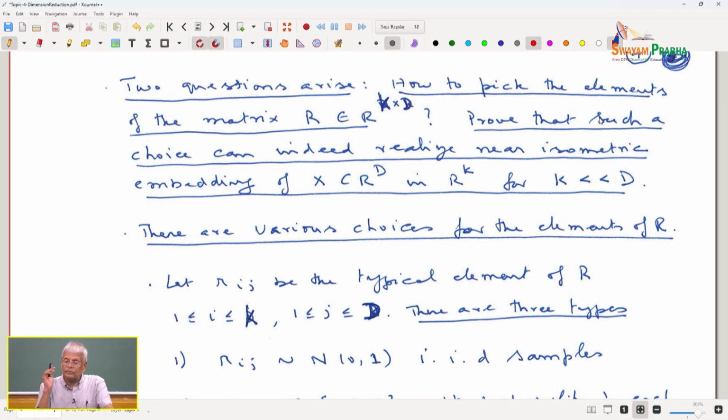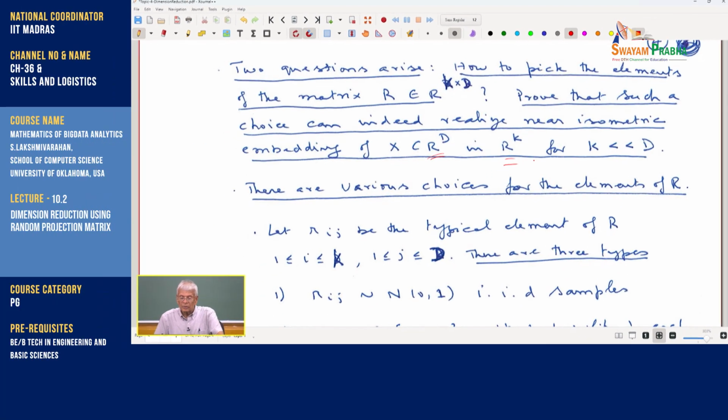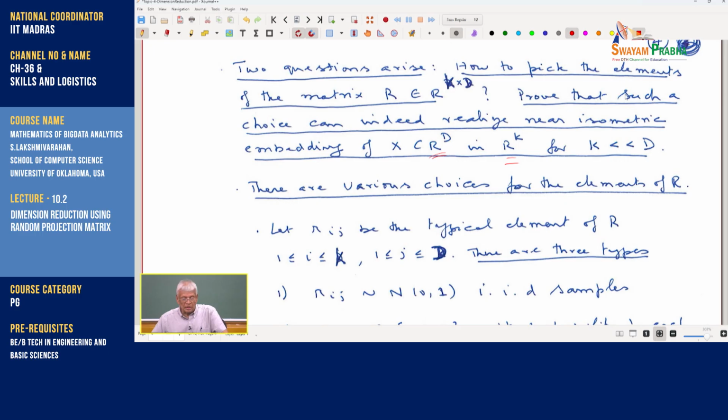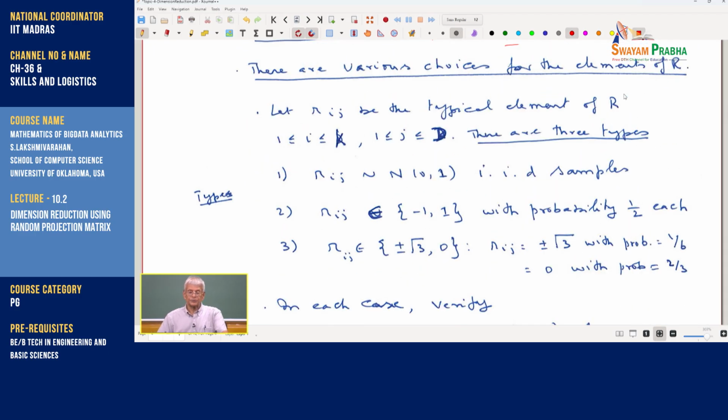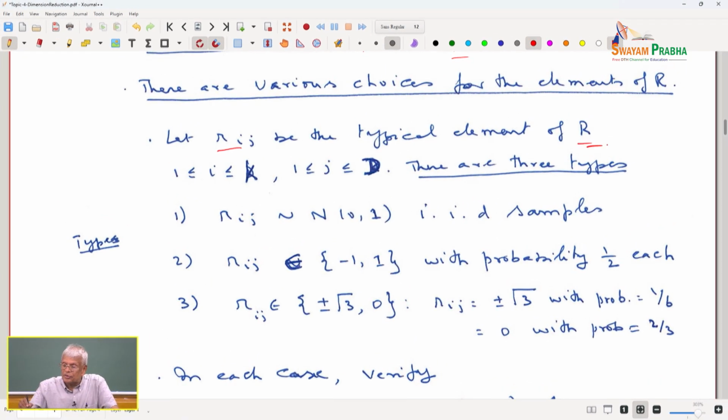So two questions arise: how to pick the elements of the matrix R, and prove that such a choice can indeed realize the near isometric embedding of X from R^d to R^k. For the choice of the matrix, there are various choices for the elements of R. At least there are three well-known distinct choices. So Rij is a typical element of the matrix R, i running from 1 to k, j running from 1 to d.